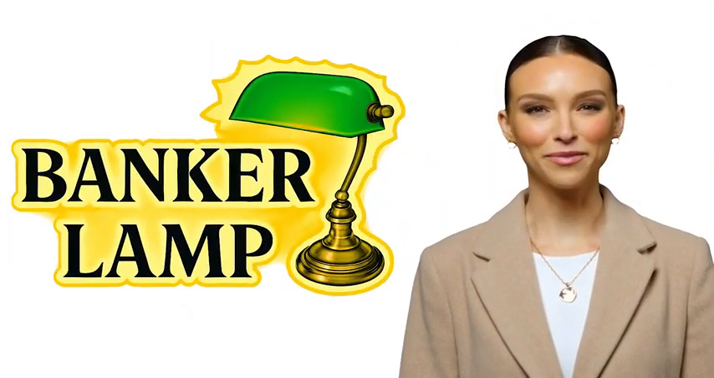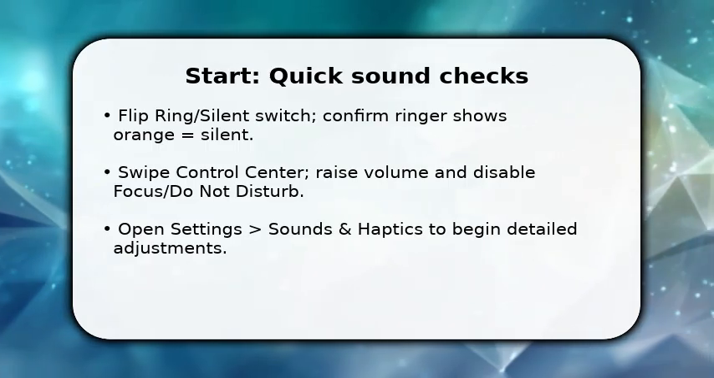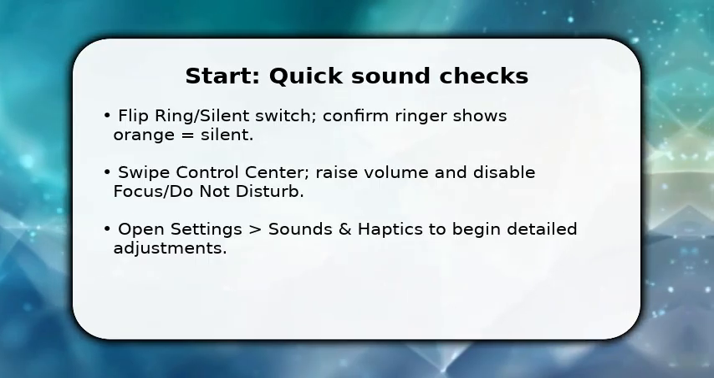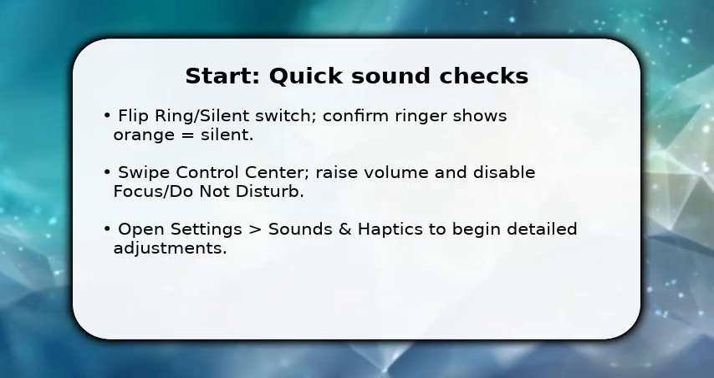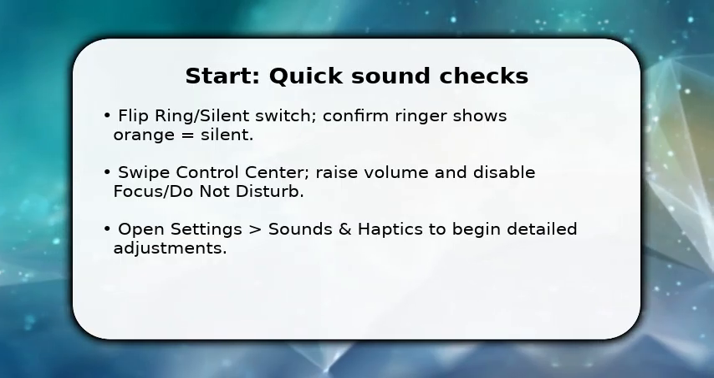Please enjoy the video. You begin by confirming the physical basics so you don't chase phantom problems. Flip the ring/silent switch and check Control Center to raise volume and turn off focus. Once done, open Settings and tap Sounds and Haptics to access ringer and alert sliders.